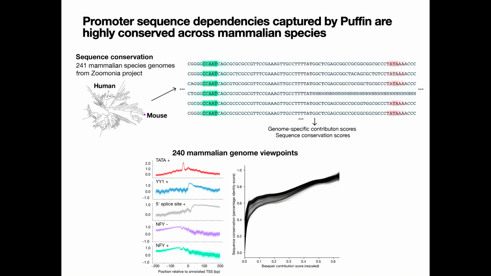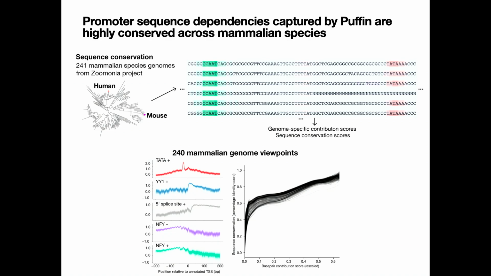And we also want to look more diversely across mammalian genomes, right? Which is hard because we don't have those transcription initiation measurements for all those other species, right? So we did what we can do. So we try to look at the evolutionary conservation.